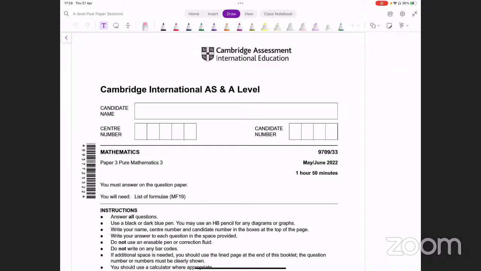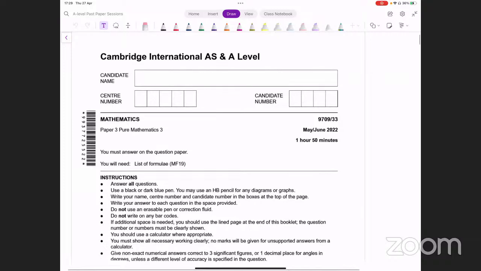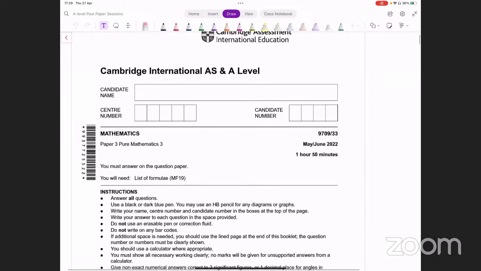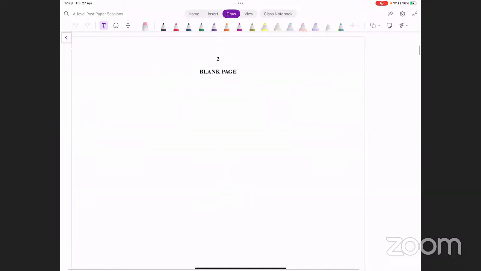Now, let's start with this paper. Okay, so I'm gonna set something up here and then we can start. We are not going to go through the instructions. We have done that so many times before. So let's jump into the paper right away.